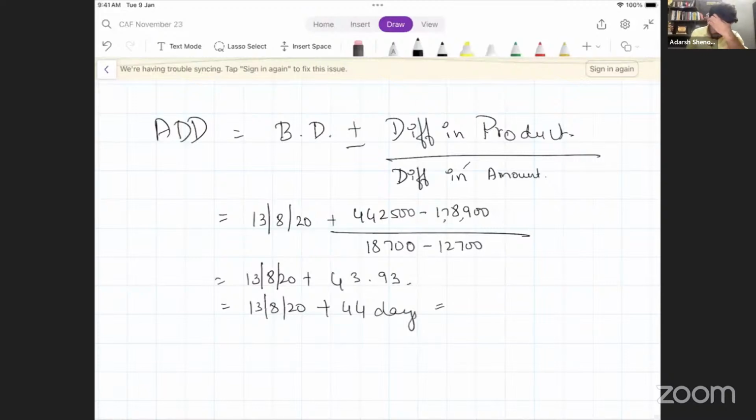So add 44 days to 13/8. So put 44 on your calculator. We have 18 days left in August. We need 26 days from January. Have you got this answer? Yes. That is my average student.